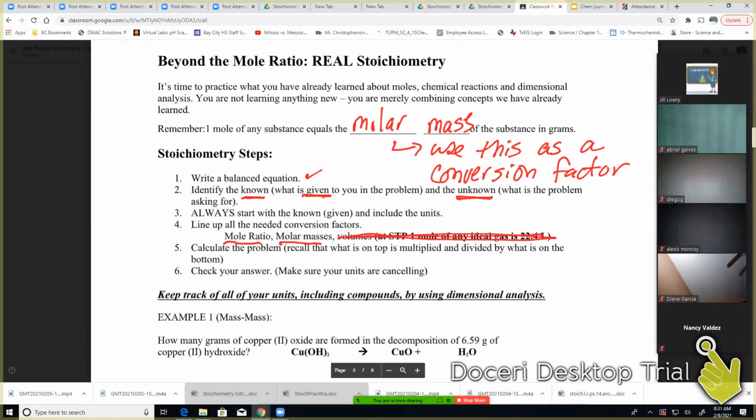Then once you get everything set up, because these are going to be 3 steps, then you're going to calculate the problem. And remember, you multiply across, and then you take whatever you have at the top and you divide by what's at the bottom. Check your answers. All your units should cancel out except for your unknown. And don't forget your units on the answer. So I can't just have a number. You got to be sure that you put your unit on this.